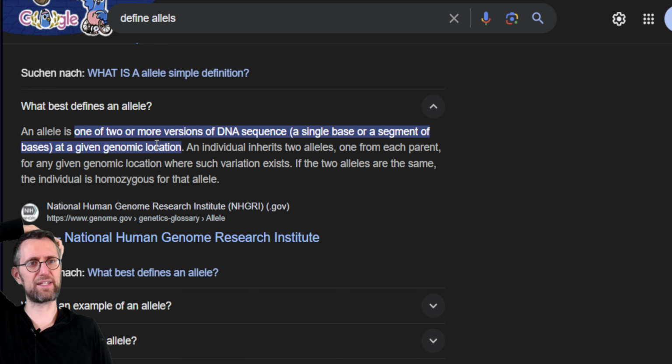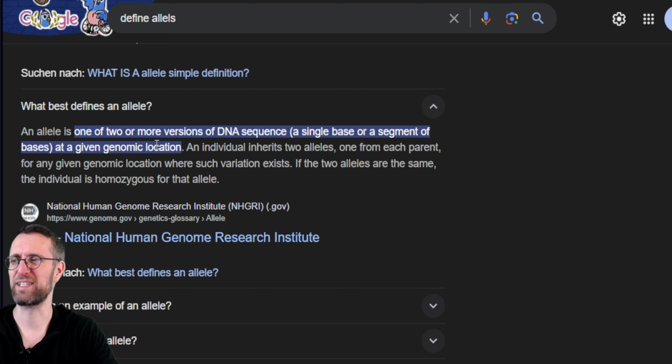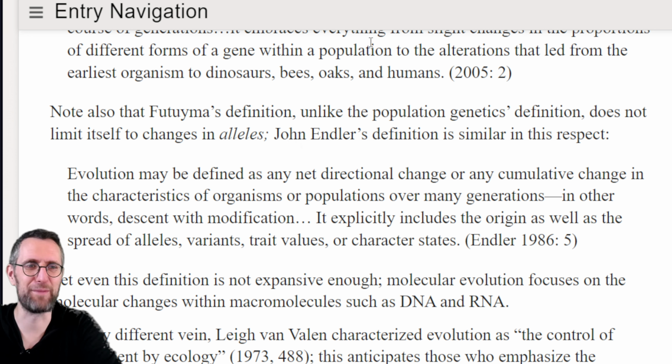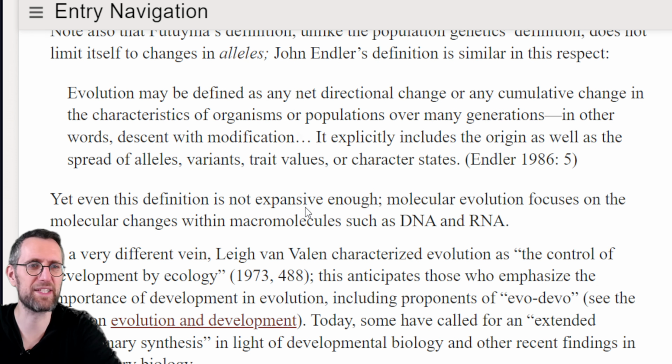If the two alleles are the same, the individual is homozygous for that allele. Oh my god, these words are difficult. But I remember that this is already part of Mendel, right? Okay, so I'm not an expert, and I'm really trying to get into this topic here to understand it better.